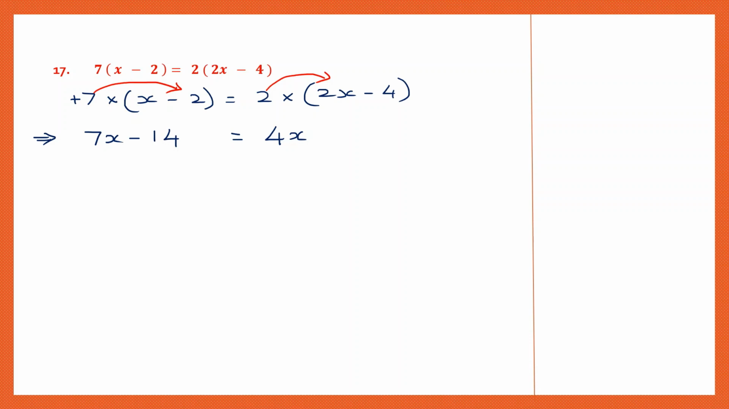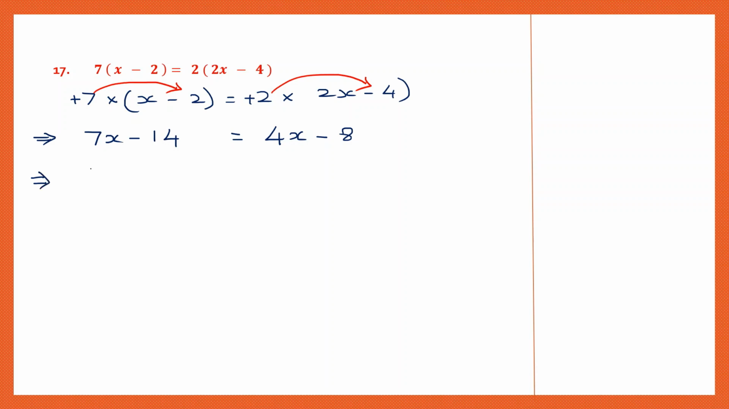Then we multiply 2 into minus 4. So that is 2 into minus 4. So here there's a plus sign. So plus into minus is minus. 2 4s are 8. Now let's put all the variables to one side and all the constants to the other side.